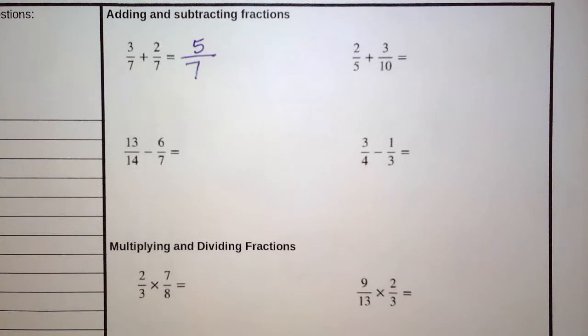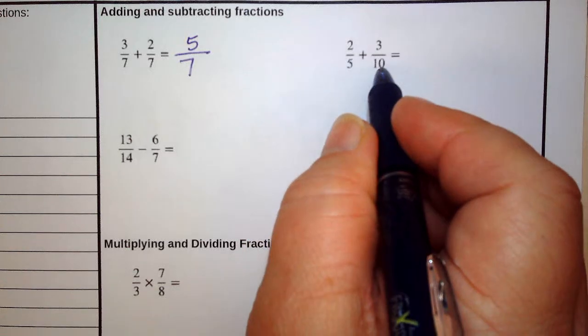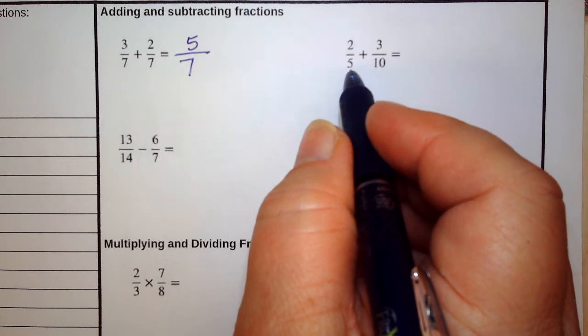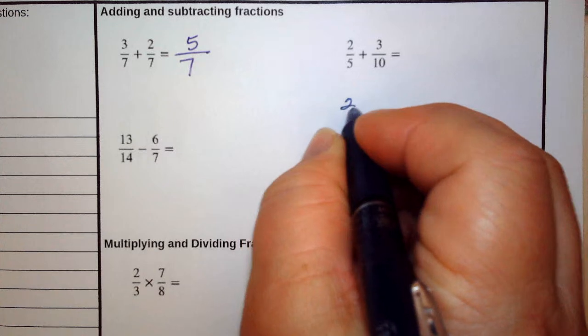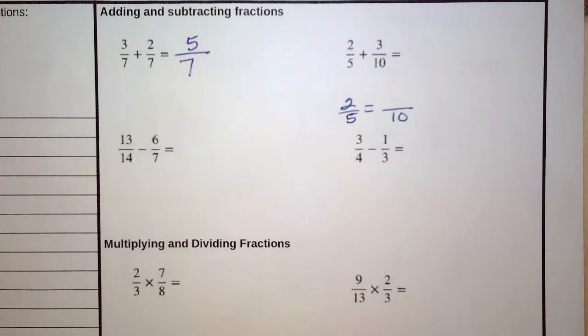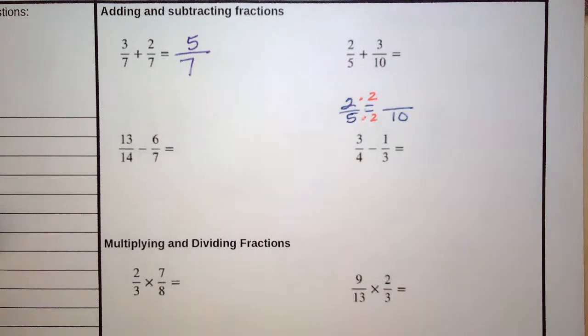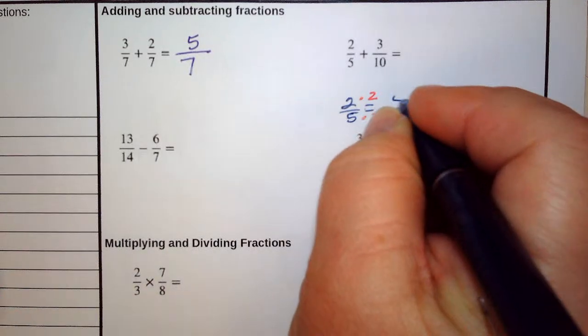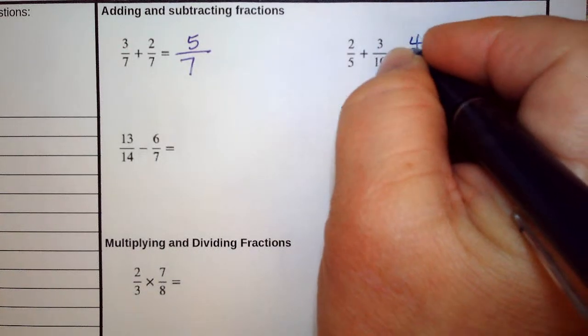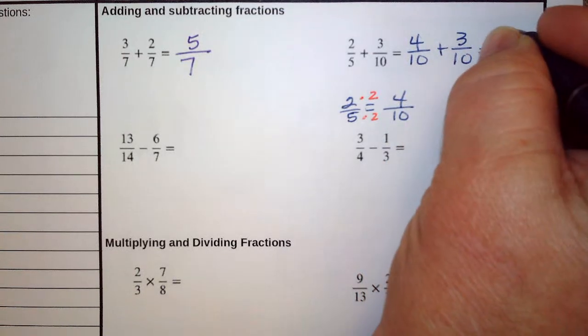How about the next one? Do we have the same denominator? No, we do not. That means we've got to think about how to create those equivalent fractions. Okay, 5 times 2 is 10, so I know I can change the 2 over 5 to something over 10. What have I done to my 5 to get 10? I've multiplied by 2. I have to multiply by 2 on top also. 2 times 2 is 4. So I get 4 over 10 plus 3 over 10. That gives me 7 over 10.